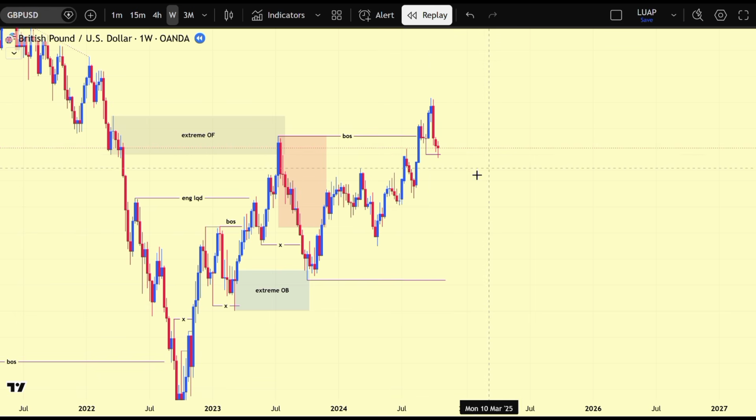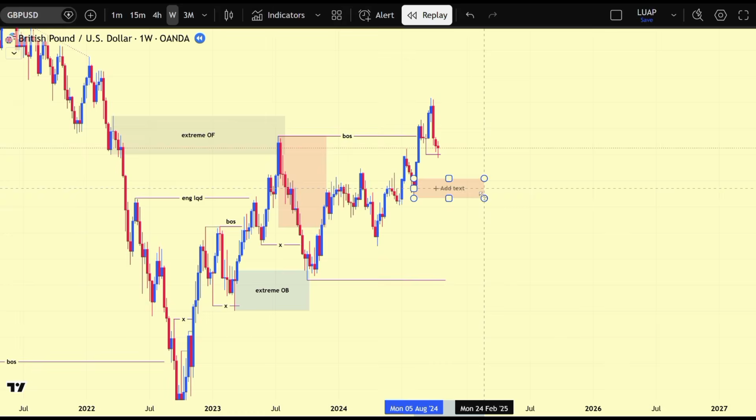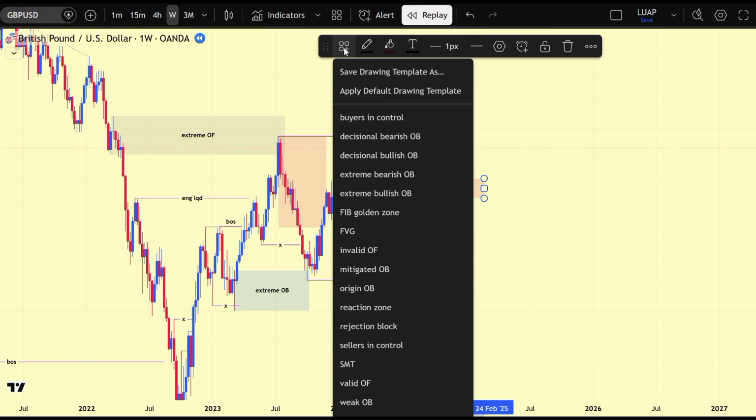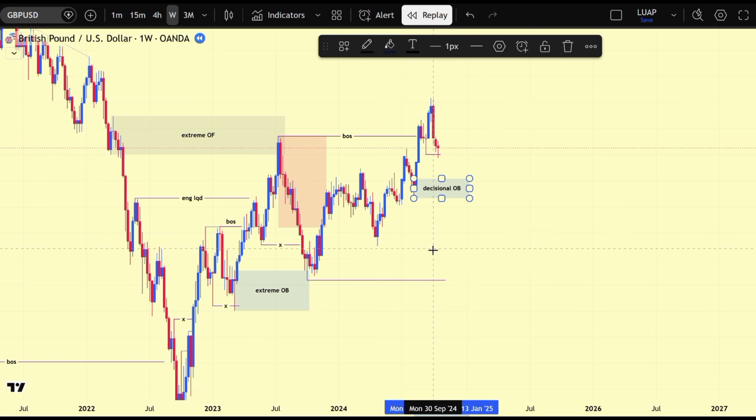So after price has taken out that, then I can actually mark the valid areas here to take the entry from. And we can clearly see the decisional order block here. In this case, all the order flows are mitigated. That's the reason why I'm not marking the order flows, because all the order flows in this case are mitigated.